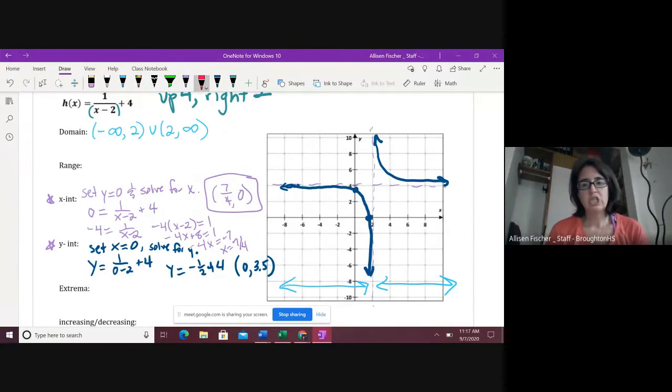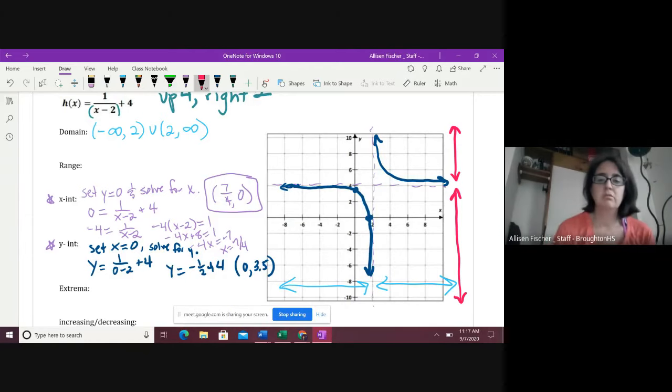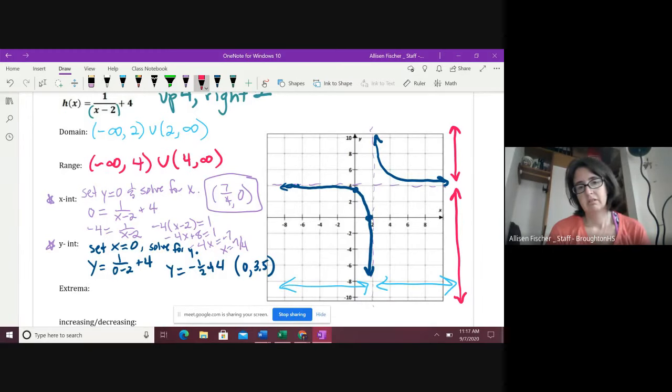Okay, range. Range is all of the y's. So you want to go from your lowest y up until you see that break in the graph, and then from that break up. Okay, so we are going from negative infinity to where that horizontal asymptote is at 4, and then from 4 to infinity. Okay, and remember the parentheses mean that you cannot equal that break in the graph.